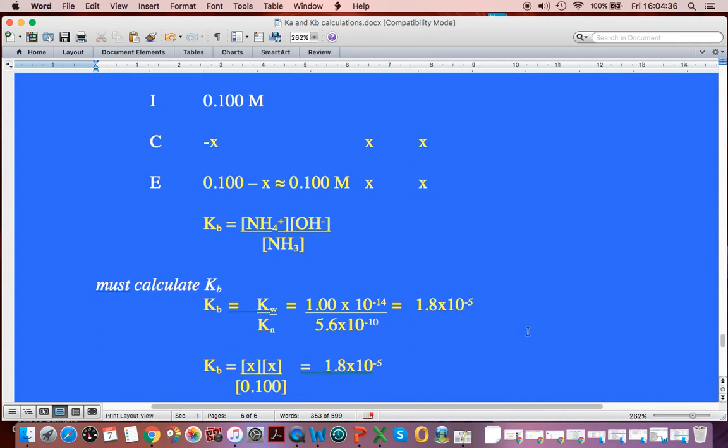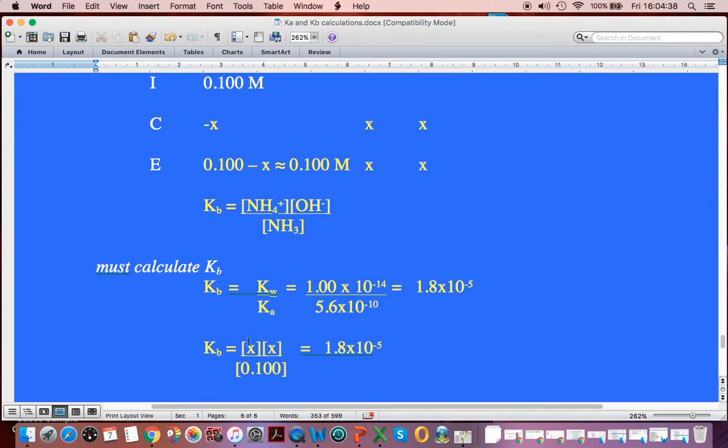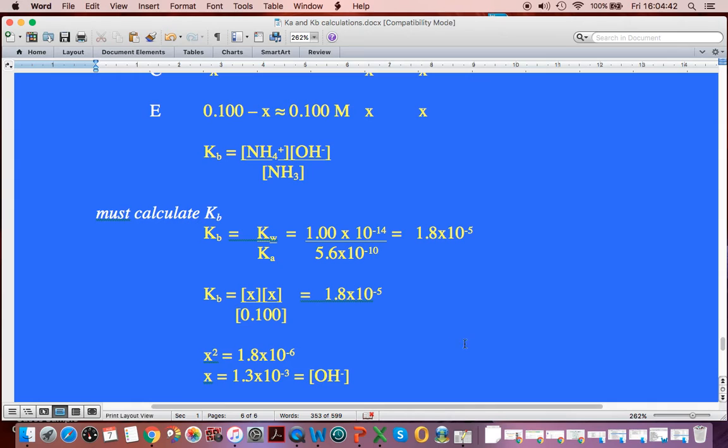We now have all our info. So Kb is x squared over 0.1 equals that. So x squared is going to equal the Kb times 0.1. So it's 1.8 times 10 to the minus 6. And we take the square root. And I should put a little m in here, a big M in there.